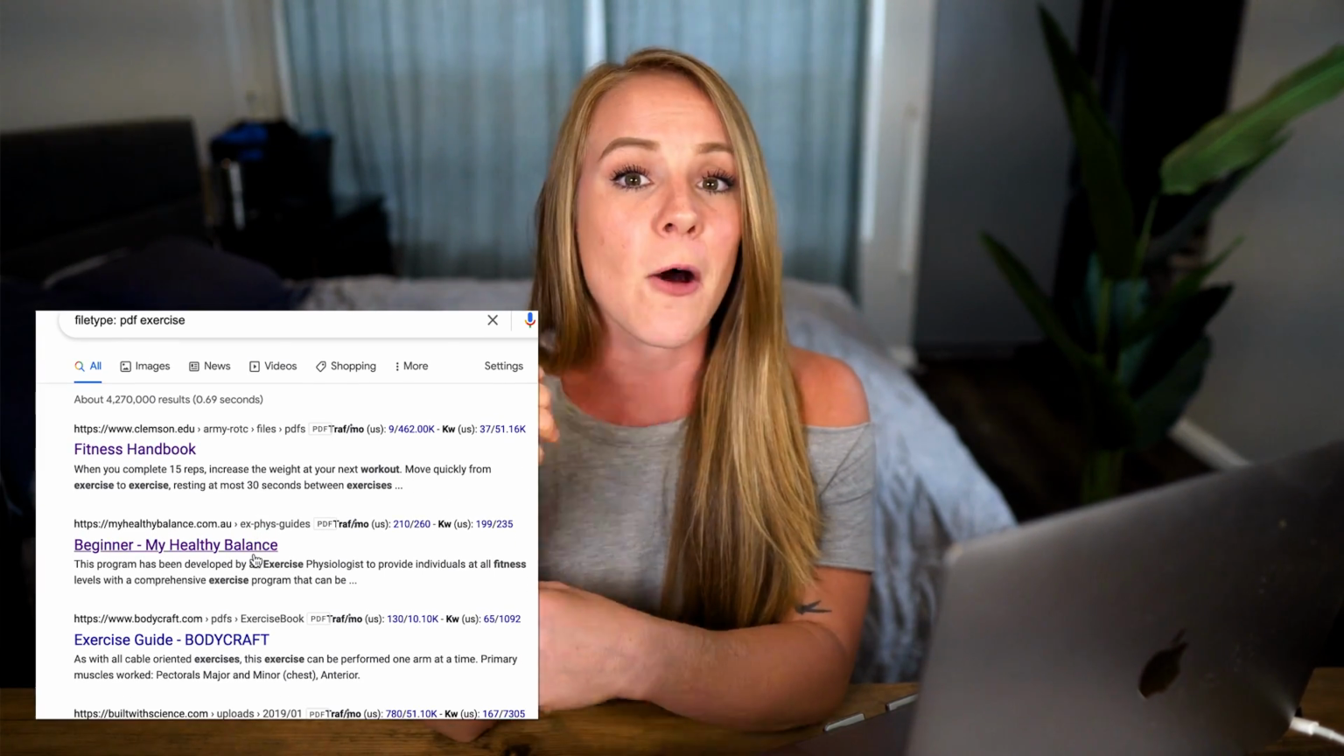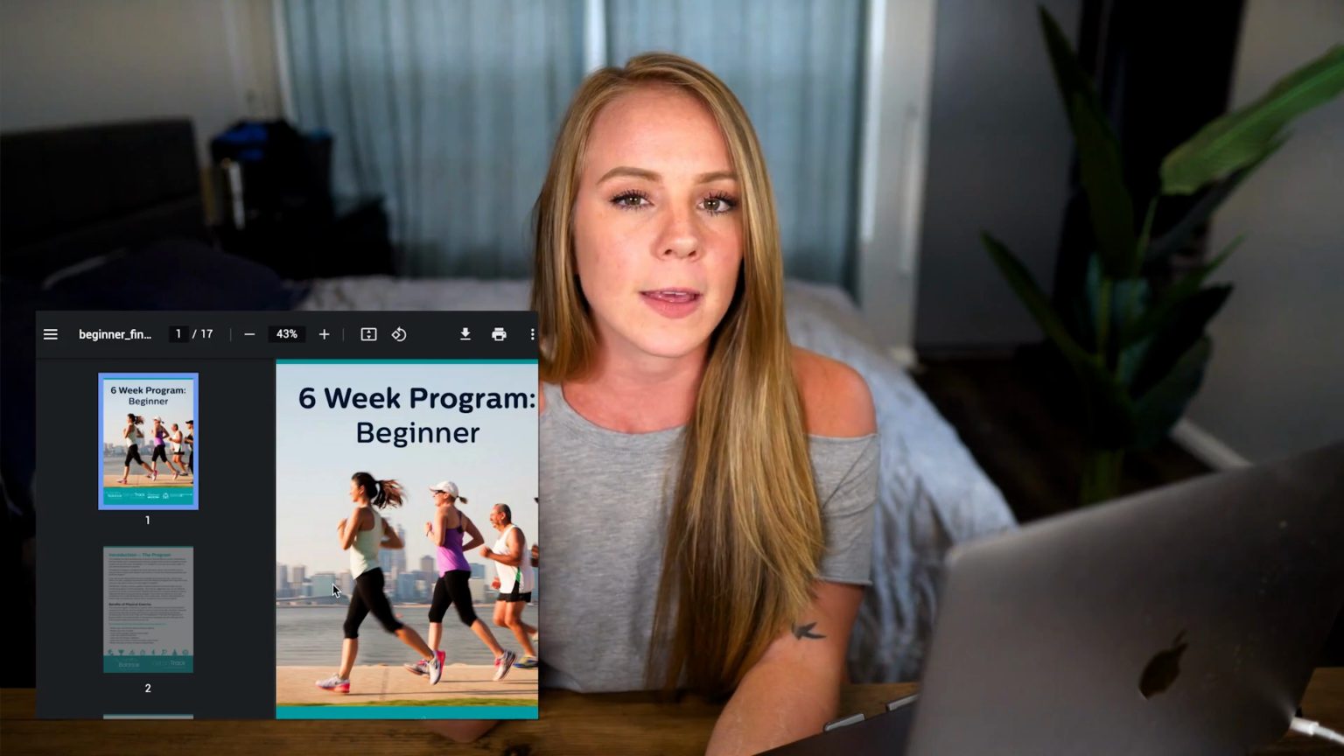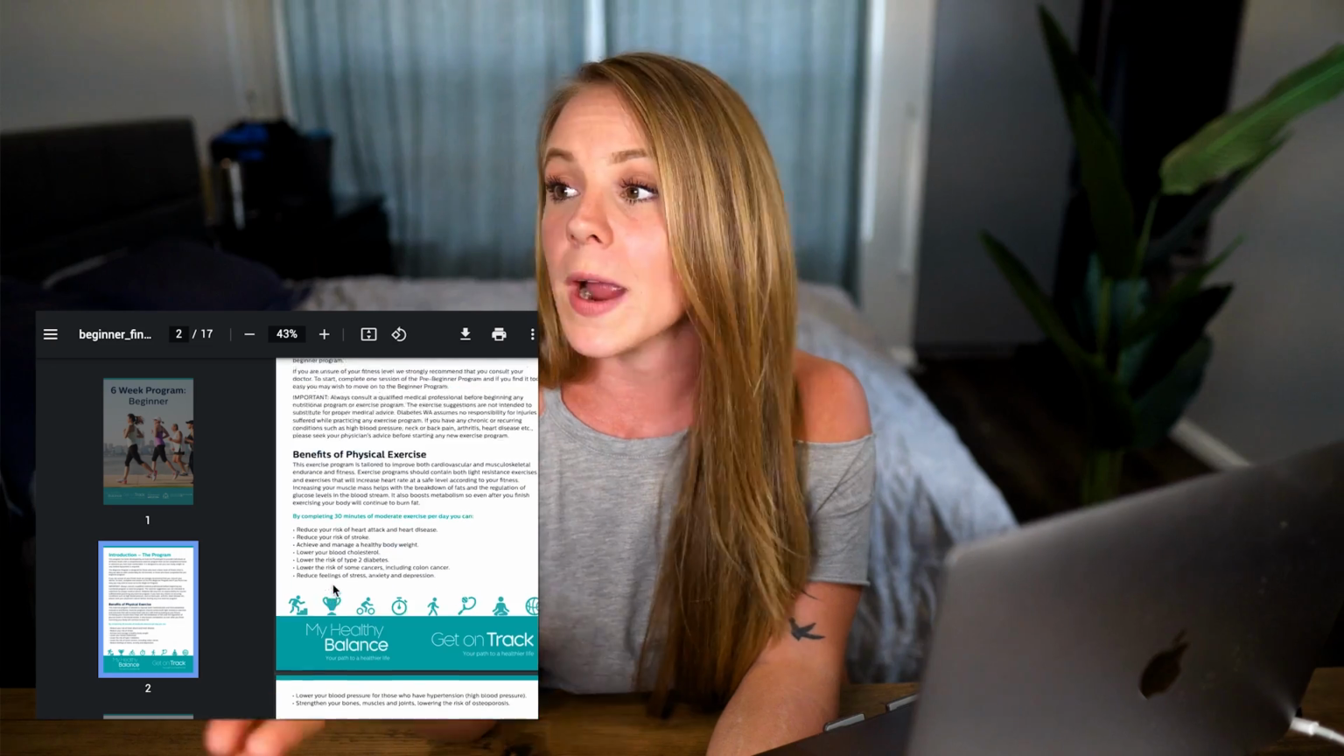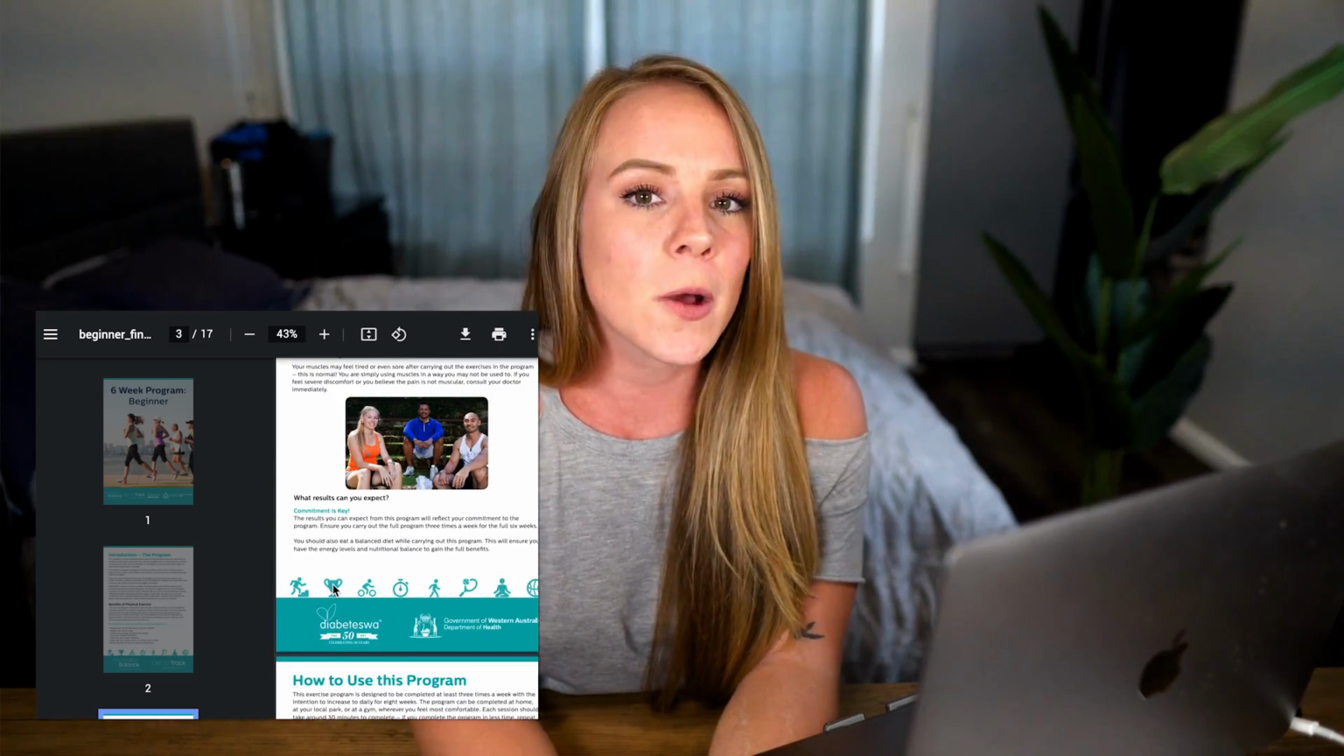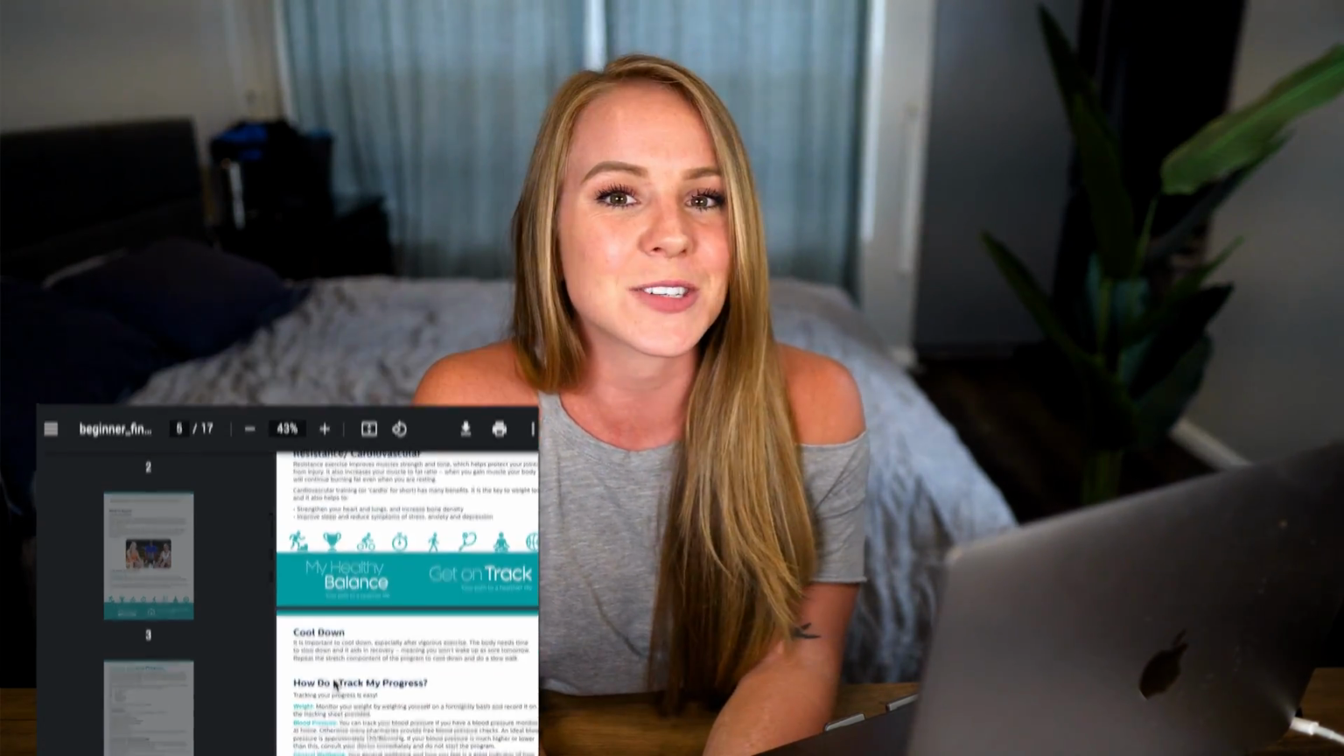Great. Type out file type with a colon, followed by PDF, and then a keyword, maybe workout book or exercises. And Google knows that you want a PDF with exercises. To be clear, there are so many other Boolean operators where those came from, but those are the most common and most important in my opinion.